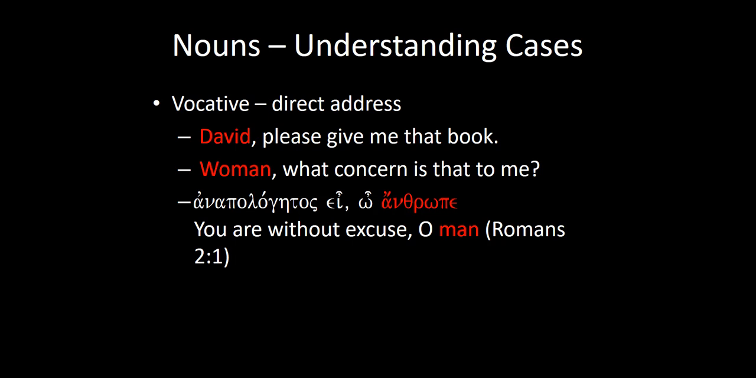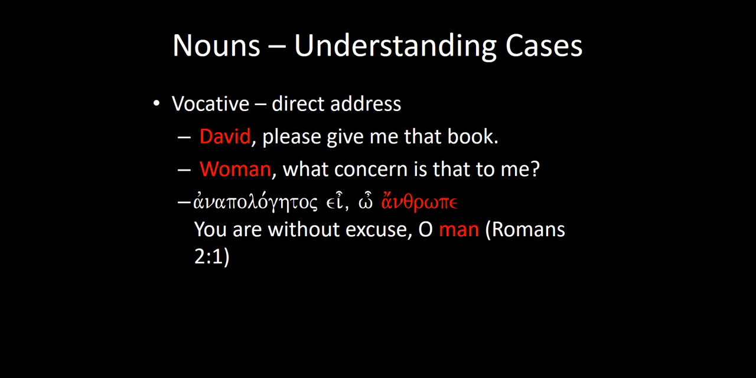It's simply the epsilon at the end. So you are without excuse, O anthrope. You are without excuse, O man. So this would be a vocative of direct address. When you're addressing someone, you can put it in the vocative. So these are the basic uses of the cases.